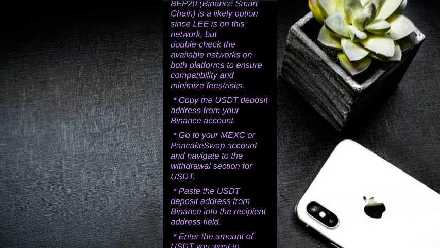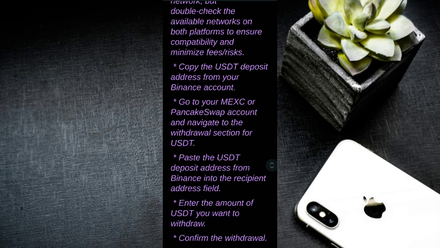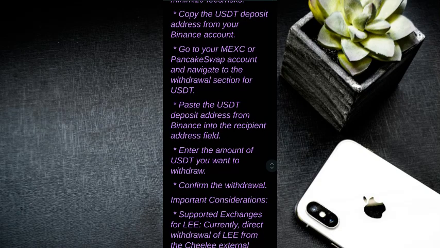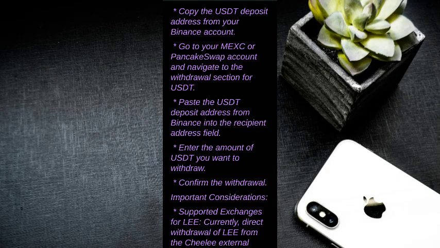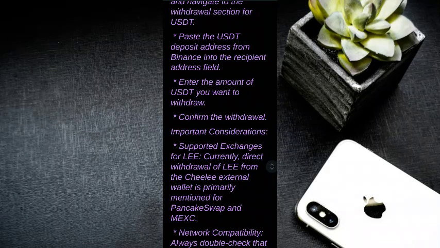Copy the USDT deposit address from your Binance account, go to your MEXC or PancakeSwap account and navigate to the withdrawal section for USDT. Paste the USDT deposit address from Binance into the recipient's address field. Enter the amount of USDT you want to withdraw. Confirm the withdrawal. It's as simple as that.